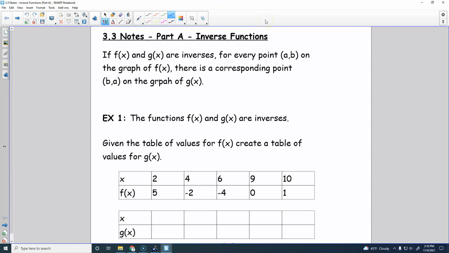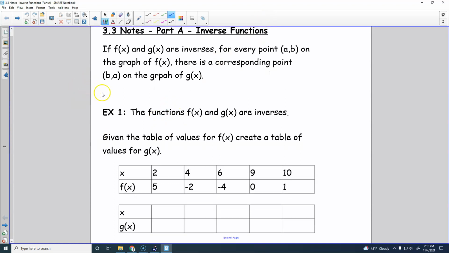Inverses, this part A of these notes is really just reviewing what we did in pre-cal to make sure we're together on that. Just a few things about inverses we're going to look at. We're going to run through this first part of the notes pretty quickly. f of x and g of x are inverses. For every point (a, b) on the graph of f of x, there's a corresponding point (b, a) on the graph of g of x.